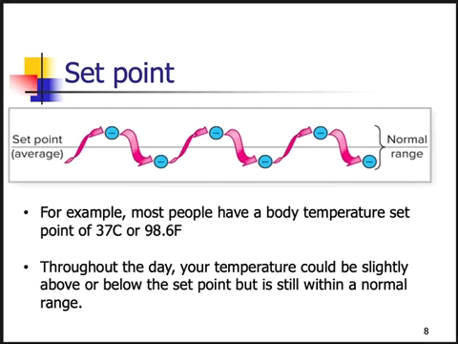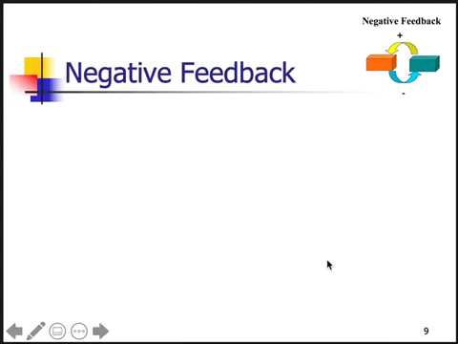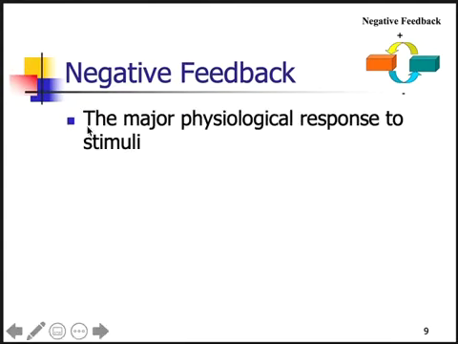And so that's a classic example of how the body will use a set point to determine if you're too hot or too cold, or if you've deviated too far from the set point, right? You will use a negative feedback loop to return to homeostasis. So negative feedback, right, is the major physiological response to a stimulus, or to stimuli, plural.